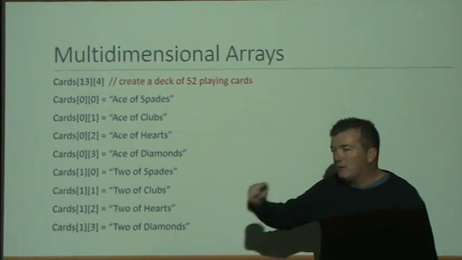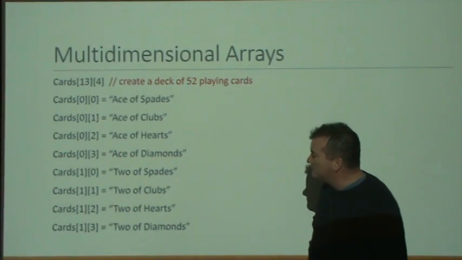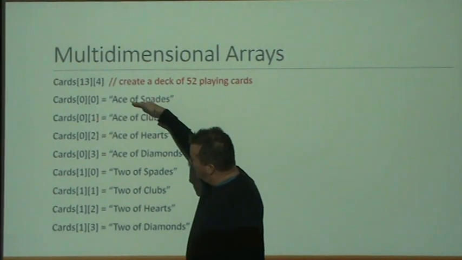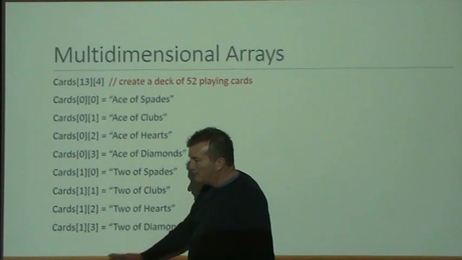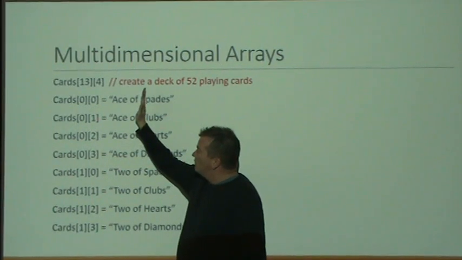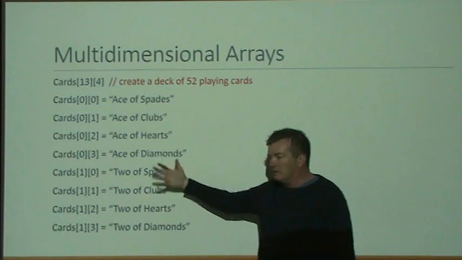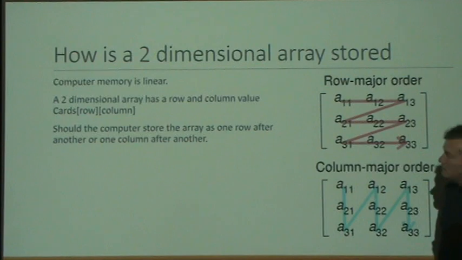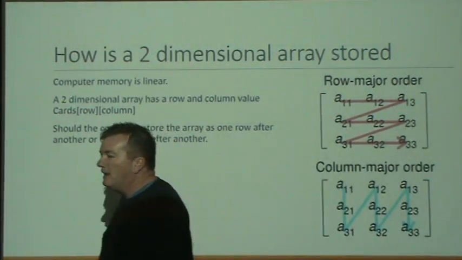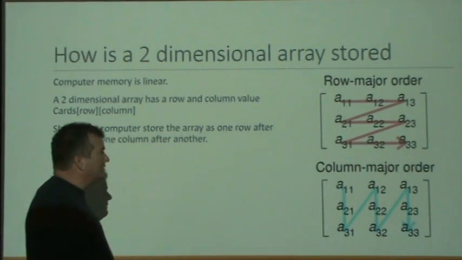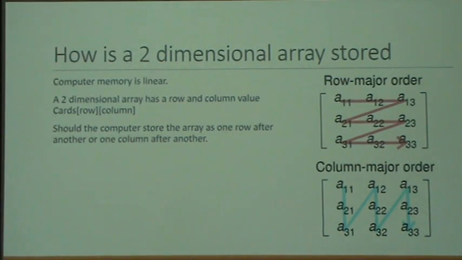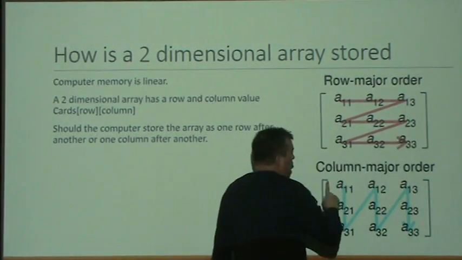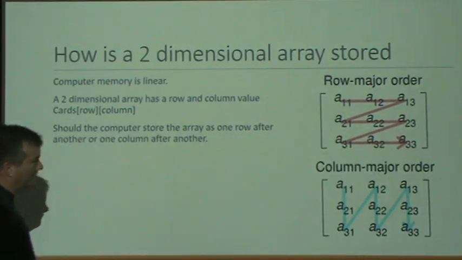Now, computer memory is always linear. So now we'd have to say, how would we store this? Would we store the aces, followed by the 2s, followed by the 3s? Or would we store the spades all together, followed by the clubs, then followed by the diamonds and so on? Right? So the question is, how would we store this? And once again, different programming languages use a different approach. But the two different ways that they're done is they could be done in row major order, and they could also be done in column major order.